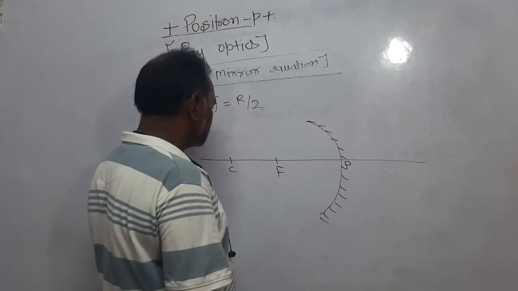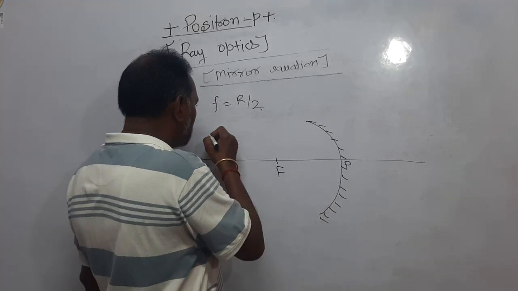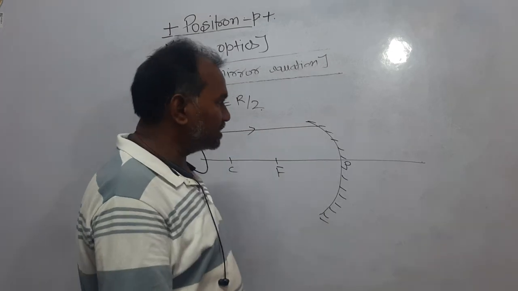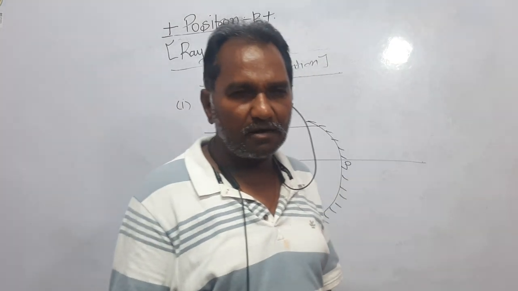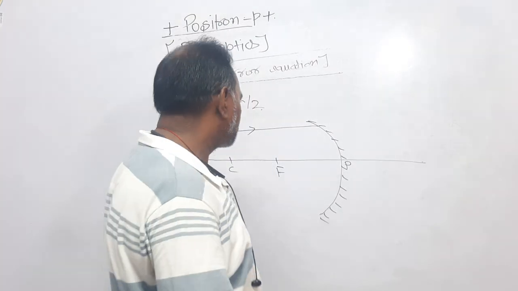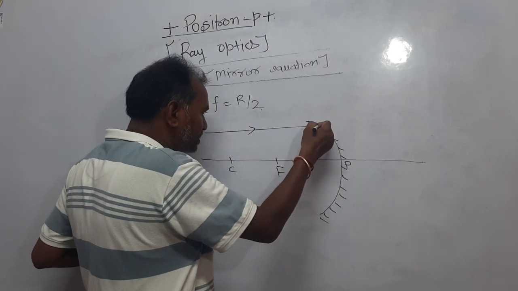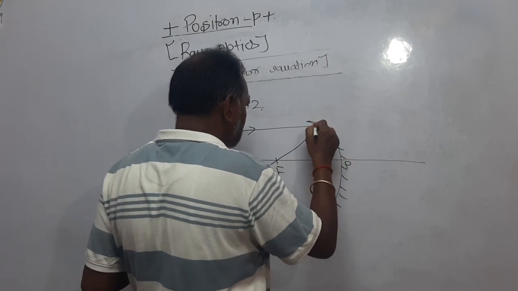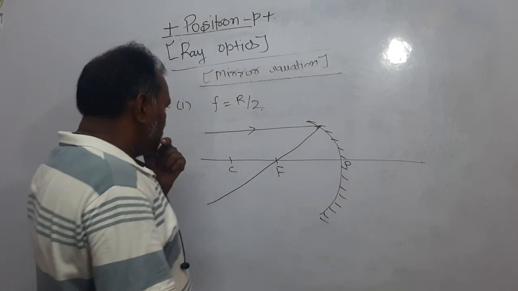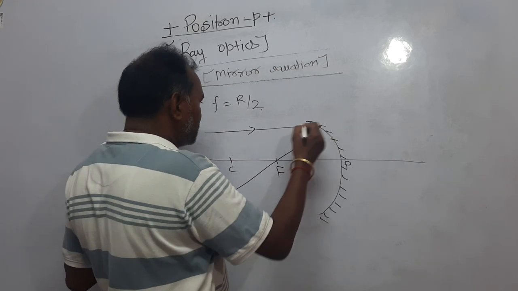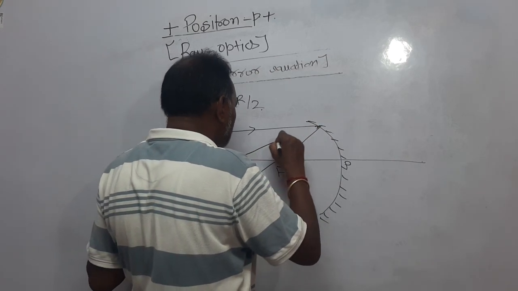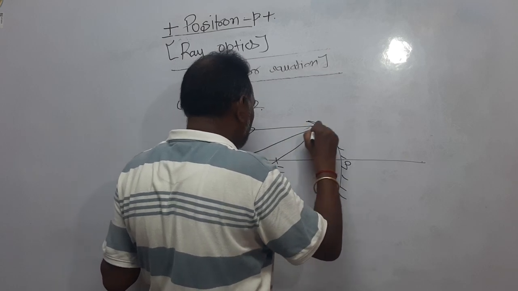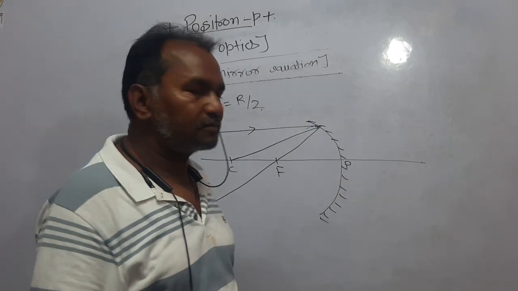Dear students, I am considering a ray which is passing parallel to the optical axis. After reflection from the mirror, it passes through the focus. Draw a normal here, it will meet the center of curvature. If you draw a normal, it will meet the center of curvature.